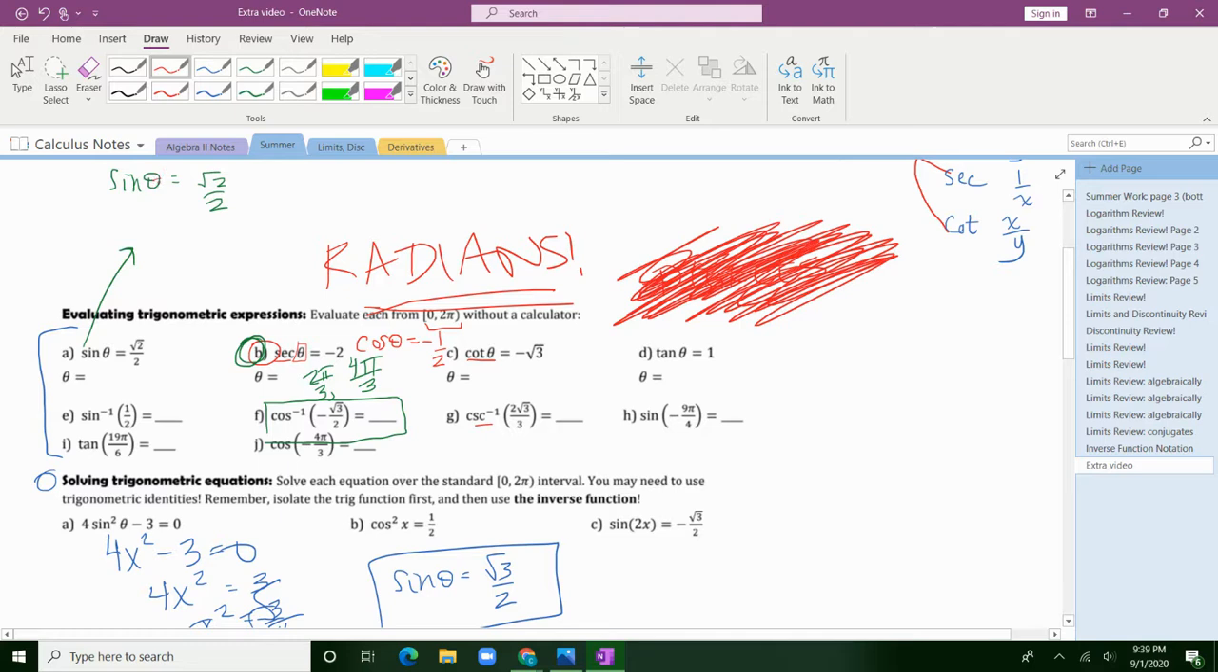If I want to get theta alone, because this is an equation, there's an equal sign. I'm solving. There's not an x here. The unknown is theta. To solve for theta, I need to get rid of sine. The function that undoes sine is its inverse, sine inverse. Sine inverse of sine cancels. I'm left with theta equals sine inverse of root 2 over 2. Now it looks just like this one and this one and this one. So these are really all asking the same thing.